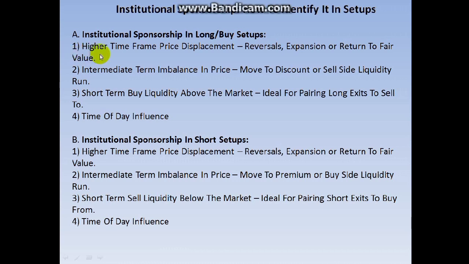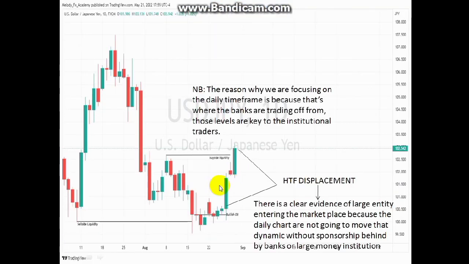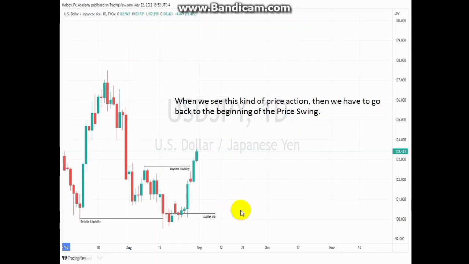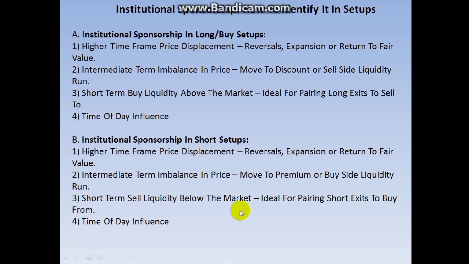There is going to be some sort of higher time frame displacement, which would be in the form of reversals, expansion, or return to fair valuation, which is what we see here. So this is of course a displacement, a return to fair valuation. They accumulated some more, created another form of displacement, and price of course returned to fair valuation. Some moved into a discount level, and you can just see how it played out.